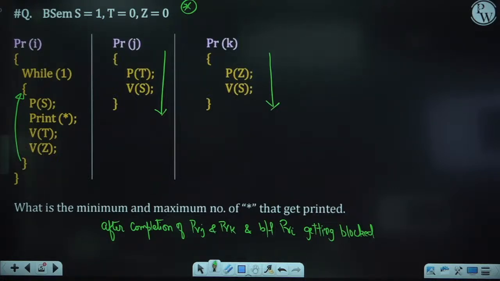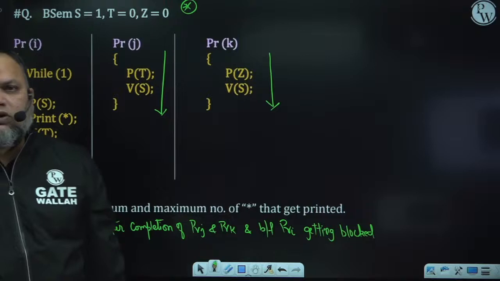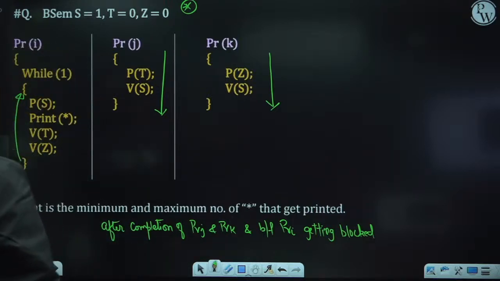How many minimum times will star get printed? How many maximum times will star get printed? This is a very, very important question as far as the GATE exam is concerned.